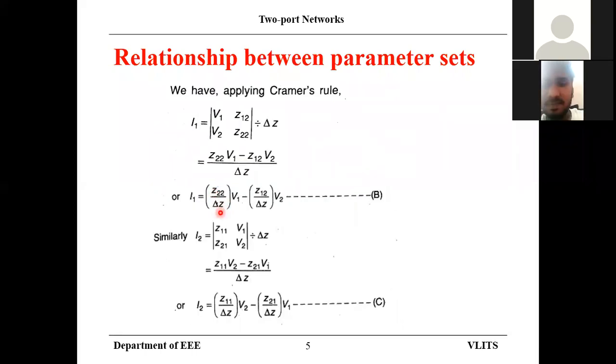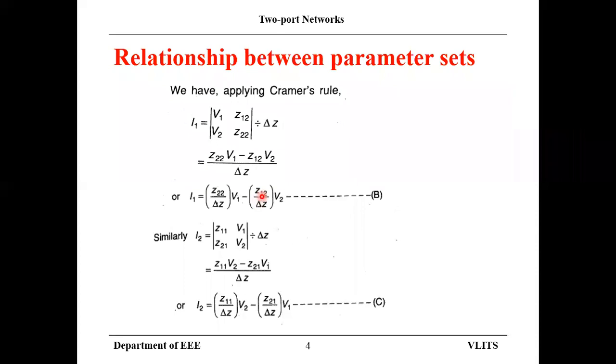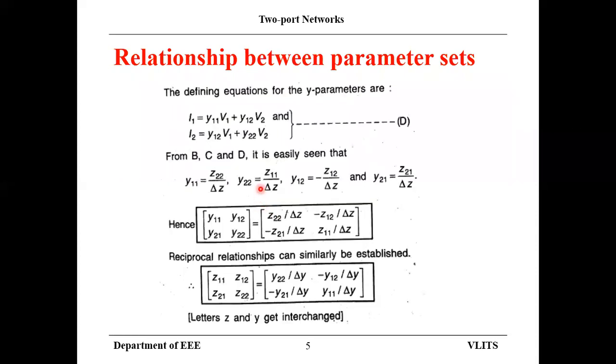See, this is z22 by delta z here, because in the admittance the current equation is I1 is equal to y11 into v1 plus y12 into v2. So in the place of y11, what is there here, that is z22 by delta z, and in the place of y12, what is there here, minus z12 by delta z. Similarly the y22 and the y12. So like that, we can find the relation between z and y parameters.